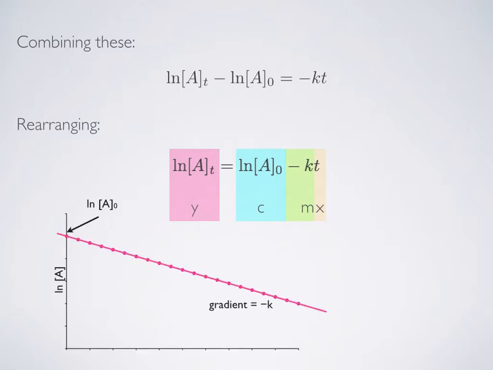And so I can plot that nice and simply with the log of a on one axis, time on the other. Sorry, it's dropped off, but it's time on the x axis. And the gradient is equal to minus k.